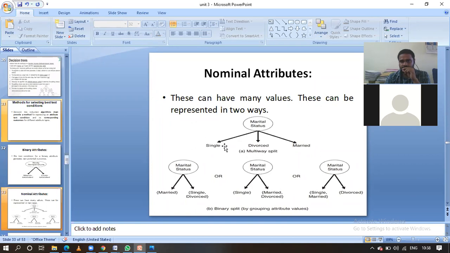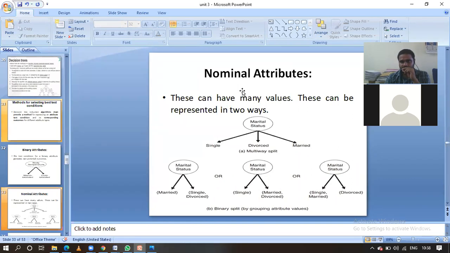Multi-way split means we will have a different output for each value of the attribute, like marital status: single, divorced or married. Coming to the binary split, we are going to group the outcomes of the attributes. Like here, in the first example, we have combined single and divorced into one group. Here married and divorced into one group, and single and married into one group. In this way we group the attribute values, that is the output of the attributes.